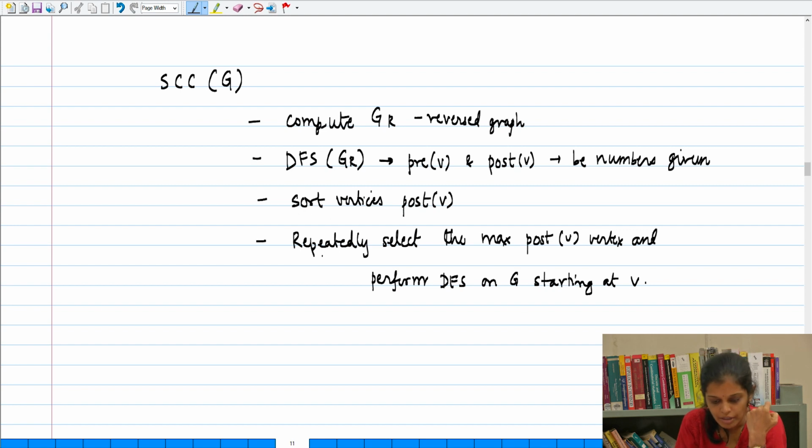So whenever you repeatedly select a max post visit number, if it has already been given a component number, you don't have to again select that vertex, right? So you skip those vertices which have been given a component number, and choose the one which has the next highest max post visit number. In the remaining graph, it is going to belong to a source strongly connected component of GR, that is, it is going to belong to a sink strongly connected component of G, right?